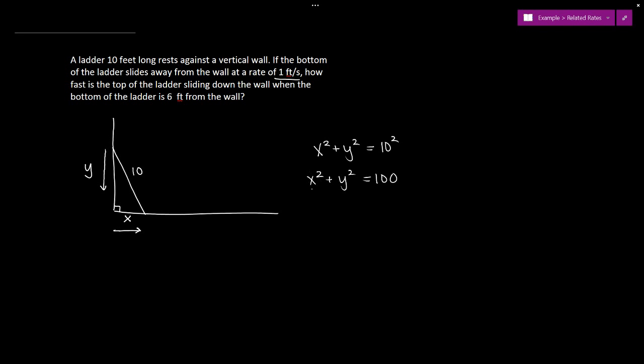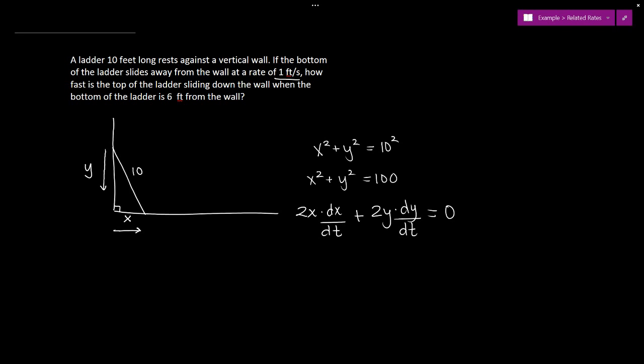So when we take the derivative of x squared with respect to time, we get 2x dx/dt, the derivative of x with respect to time, plus, let's do it to the y variable, 2y, the derivative of y with respect to t, and the derivative of 100 is 0. Okay? Now let's look at some of the stuff that we've been given.